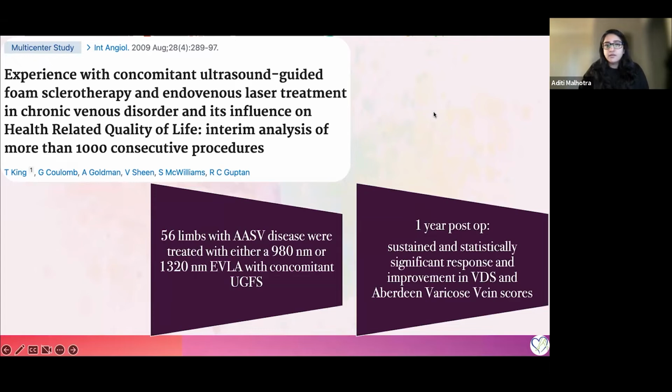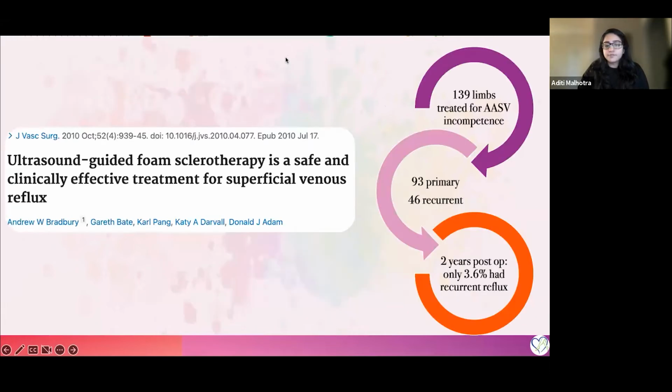So again, treatment with laser and treatment with foam sclerotherapy was very effective, not only in the severity of these patients, but also the quality of life.